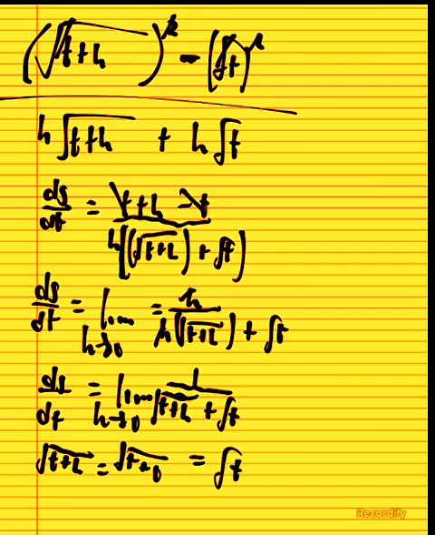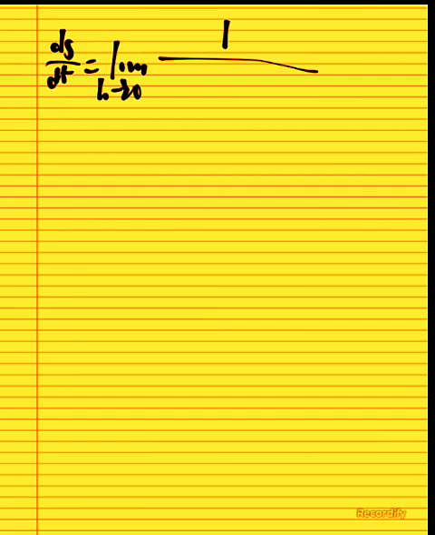So now let's move to the next page. You can also jot this down. Alright, so this is what you're having on the next page. Our ds dt equals the limit as h approaches 0 of 1 all divided by root of t plus h, plus root of t. We are still making use of the first principle, so don't forget that.